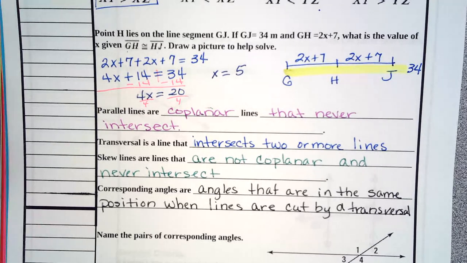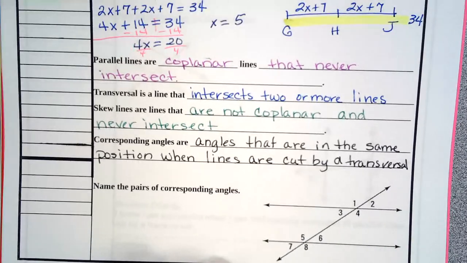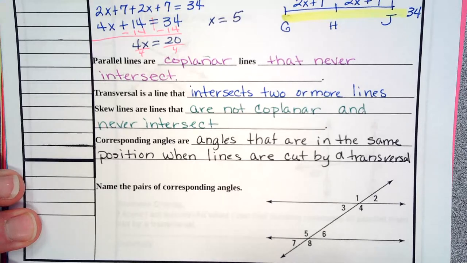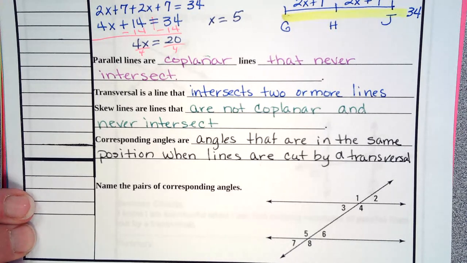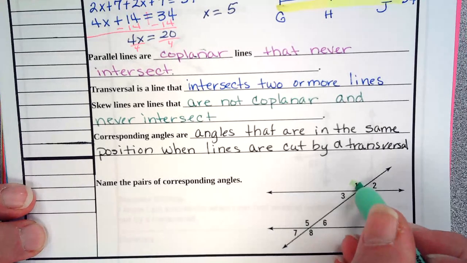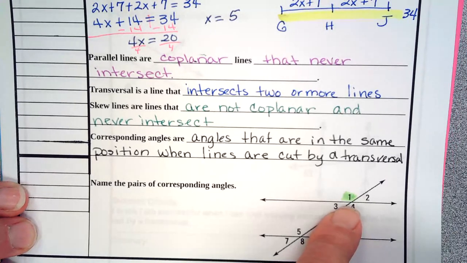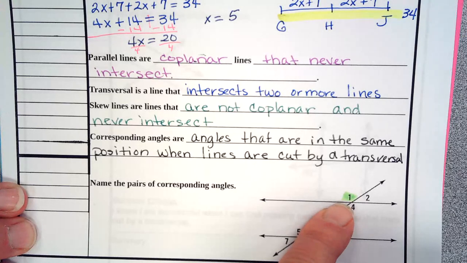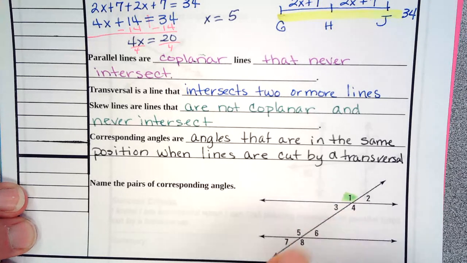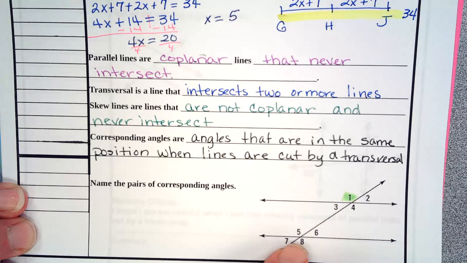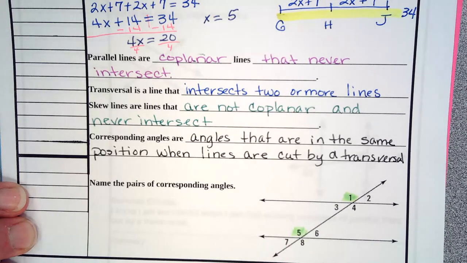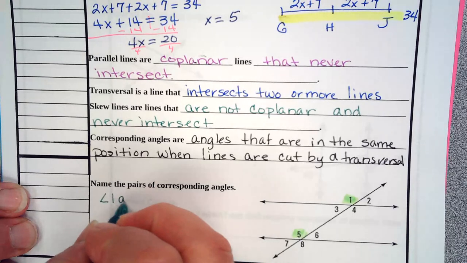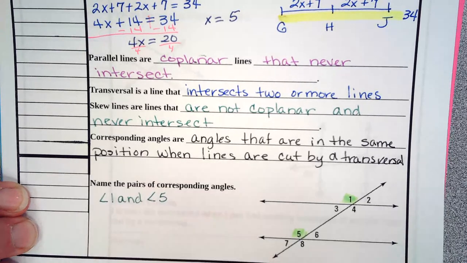Okay, so if you're looking at corresponding angles, in this case the lines are parallel, but they wouldn't have to be. Corresponding angles are simply angles that are in the same position. So if I want to look at angle 1, angle 1 is at the top of the line, and it is to the left. So I come down here. Which one is at the top of the line and to the left? That would be angle 5. So I know that angle 1 and angle 5 are corresponding.